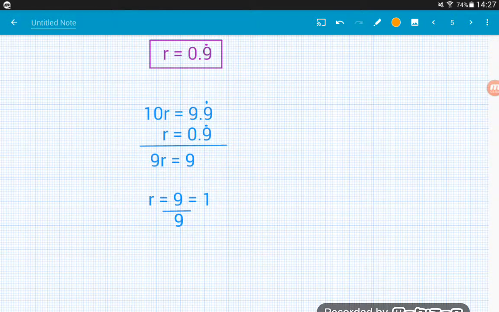It's only because this 9 is repeating infinitely that 0.9 recurring does equal 1. So it's quite a strange old thing. Have a little think on it.